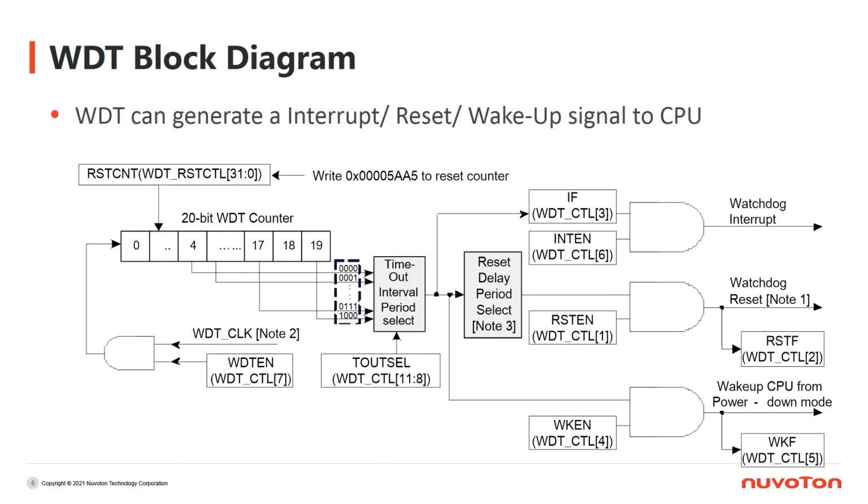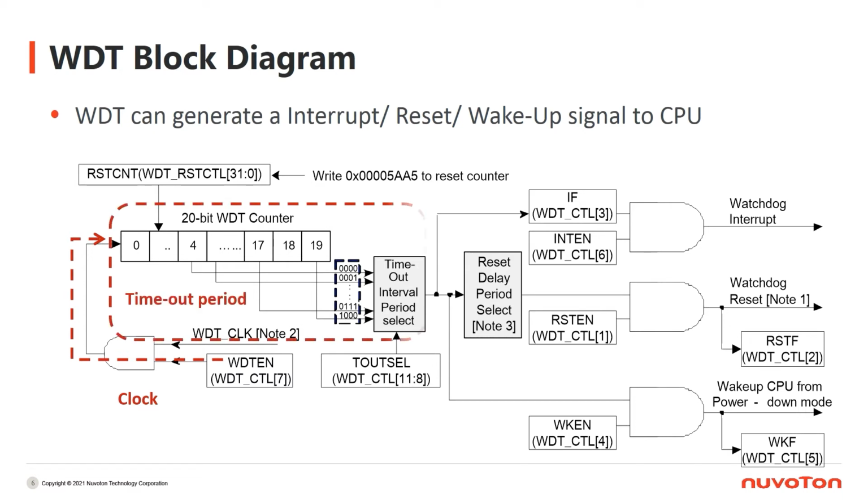From the block diagram of WDT, we could know better how it works. First, select the clock source and enable the clock. Then, the counter starts to count by the clock. The timeout interval is defined by the register TOUT_SEL. The system will feed dog by writing RST_CNT register. It will reset the counter.